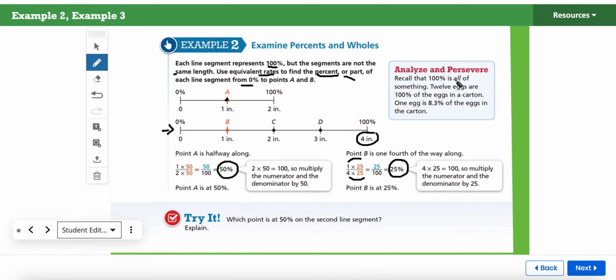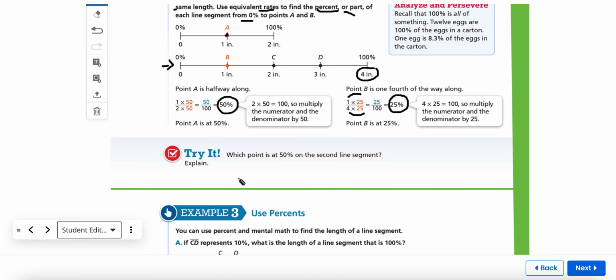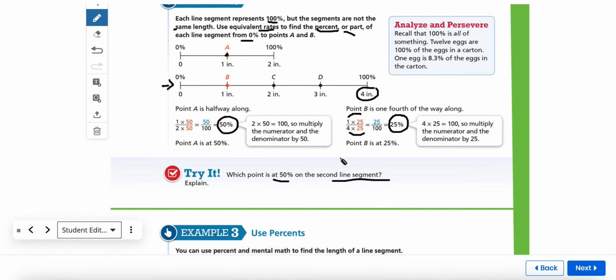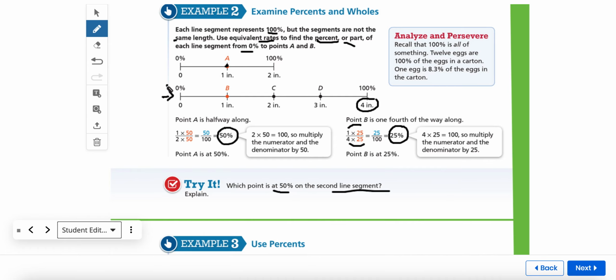So now let's look at the triad here at the bottom. Which point is 50% on the second line segment? So let's look at the second line segment. So it's this one over here. So we know that 1 inch is 25%. So I'm going to put 25% here because we just did that one. And I know 4 inches is 100. So that means that every 1 inch is 25%. So this is 25%. If I go to a second inch, it's going to be another 25%, which is going to give me a total of 50%.